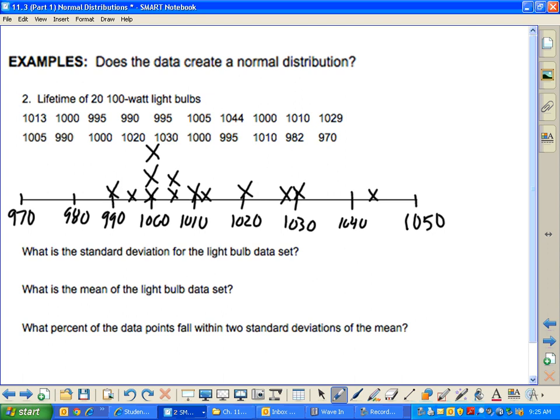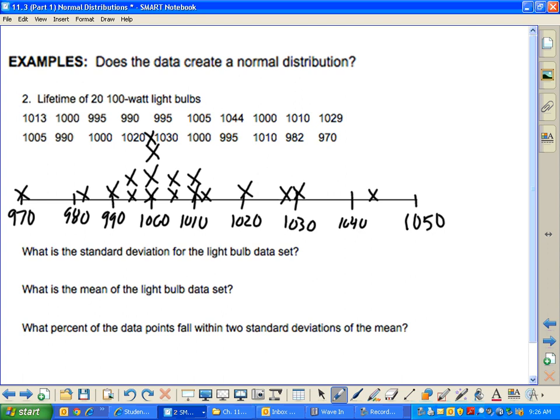1030. Another 1000. 995. So another one of those. 1010. 982. And 970.